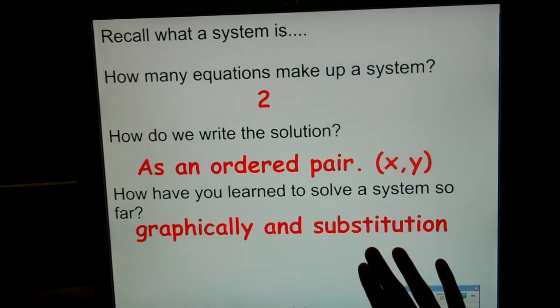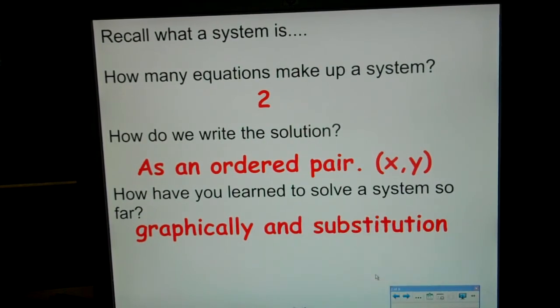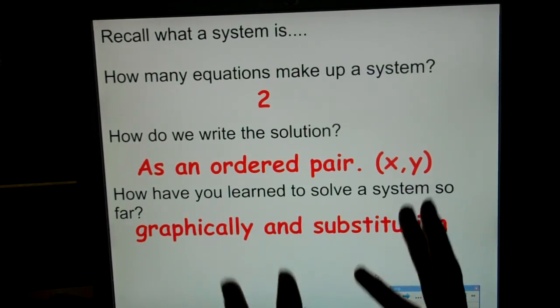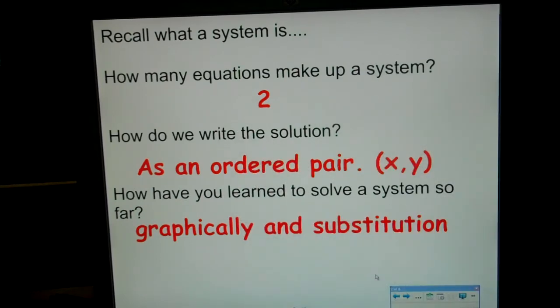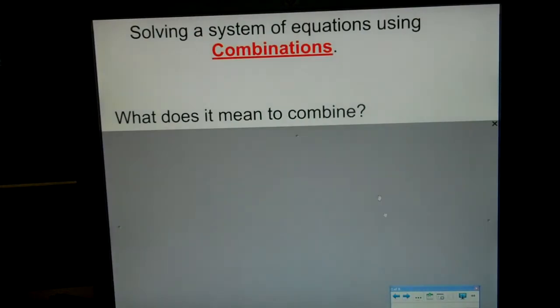We also know substitution, which is what we learned in the last video. We know that if y is equal to 3x, we can plug that in for y, and we can solve for x. Okay? Today, we're going to learn a third way, which is combinations.